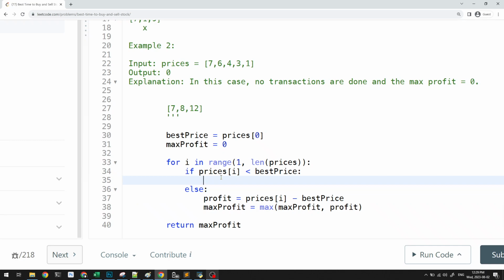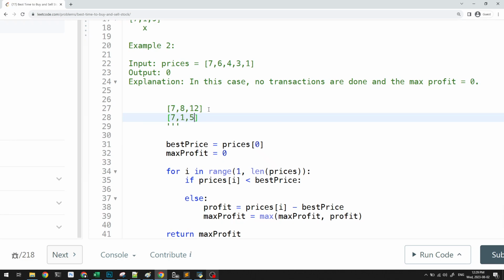Well, if it's less than, then what can we do here? If you think about it, it doesn't really make sense to then buy at this bigger location here, right? Because if our example was something like 7, 1, 5, and we can see from 7 to 1 we can't really make a profit here, well then why are we buying at a higher one? Why not just buy at a lower one?